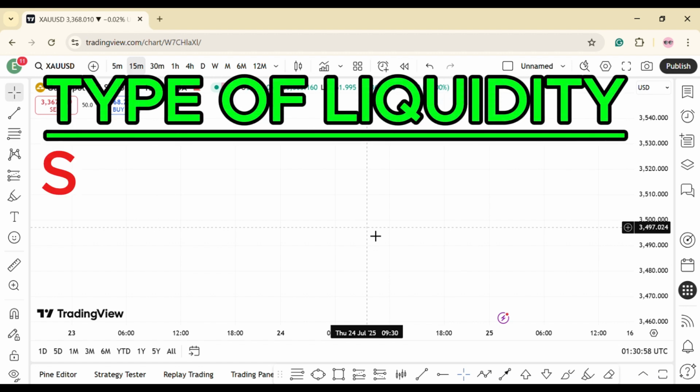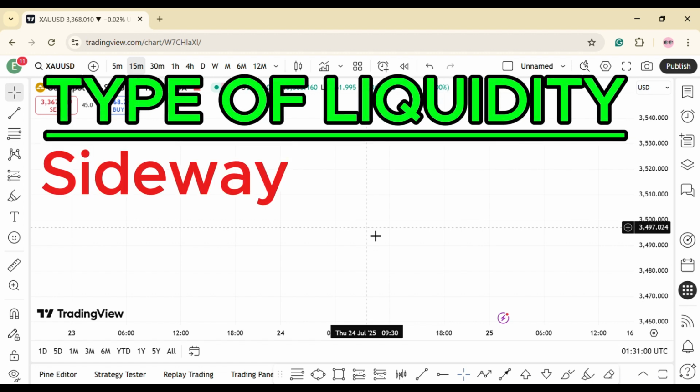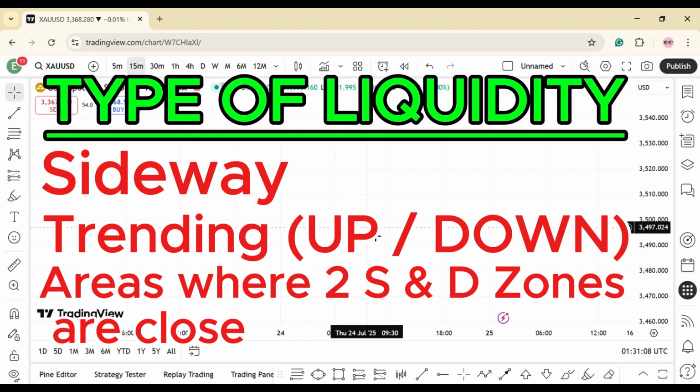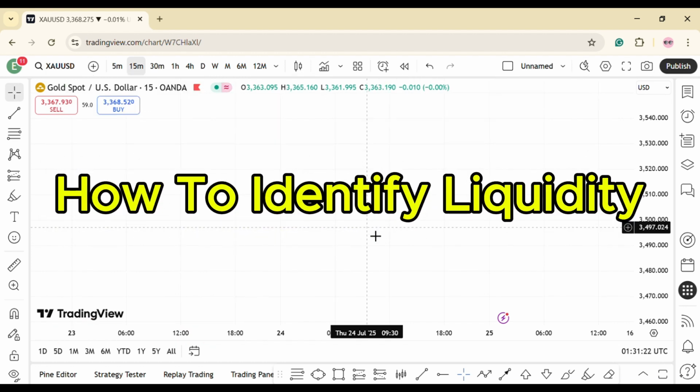Now, what are the types of liquidity? We have the sideways liquidity, we have the trending liquidity, and we have areas where supply or demand are closed. Those areas are also liquidity because the market will use one of those supplies or demands for liquidity. That's how it works. Now let's see how to identify them. Let's do our diagram first before we go to the chart.